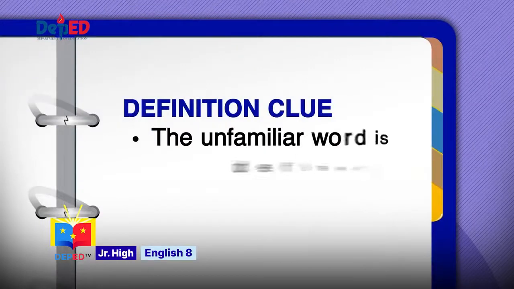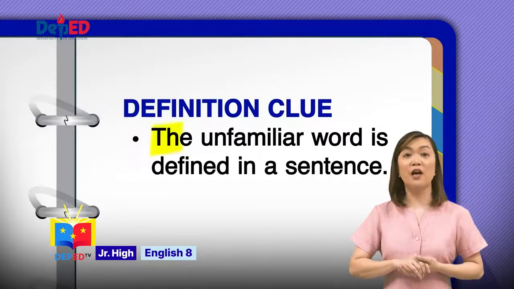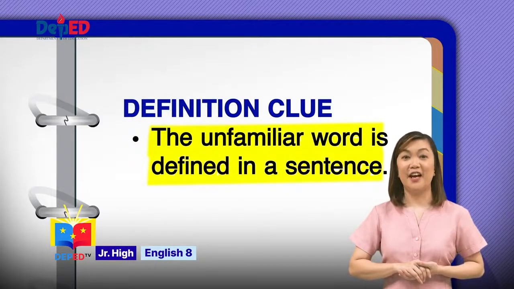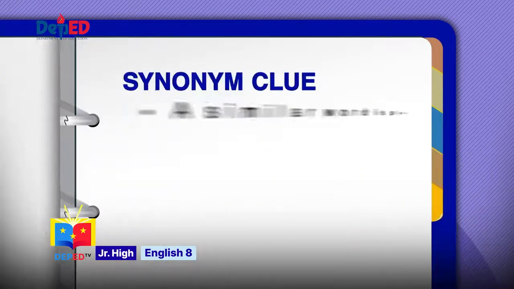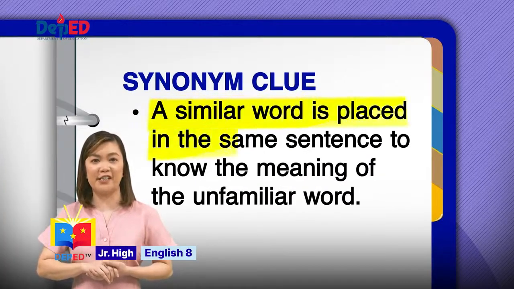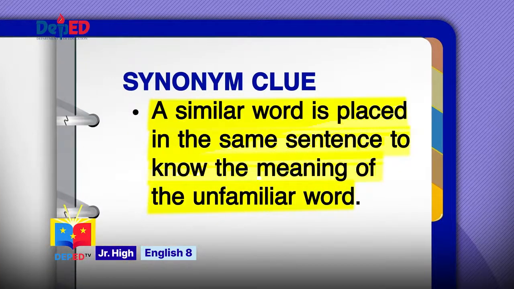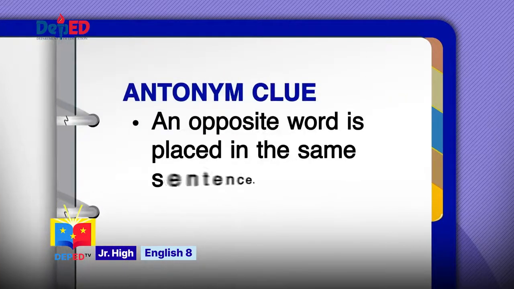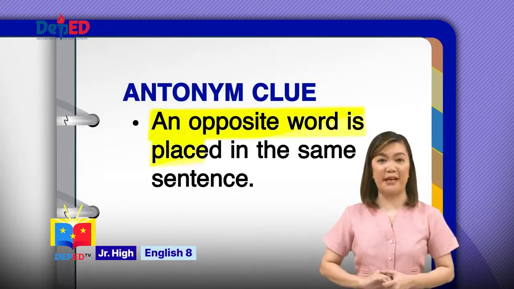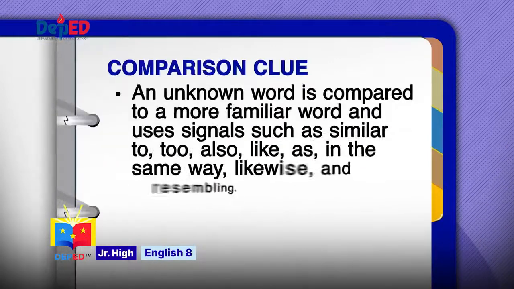The first type of context clue is the definition clue. In the definition clue, the unfamiliar word is defined in a sentence. Next is the synonym clue. In a synonym clue, a similar word is placed in the same sentence to know the meaning of the unfamiliar word. Then we have the antonym clue. In the antonym clue, an opposite word is placed in the same sentence. Next, we have comparison clue.